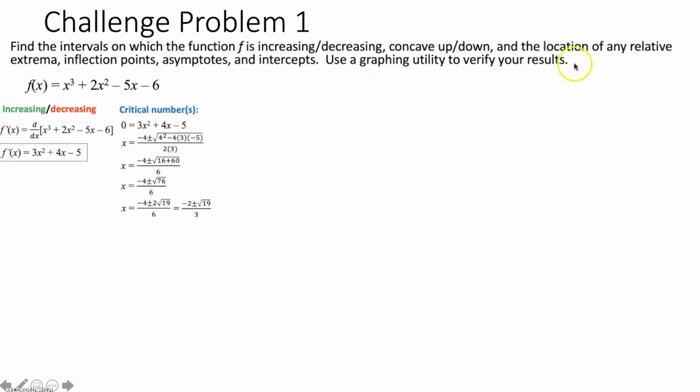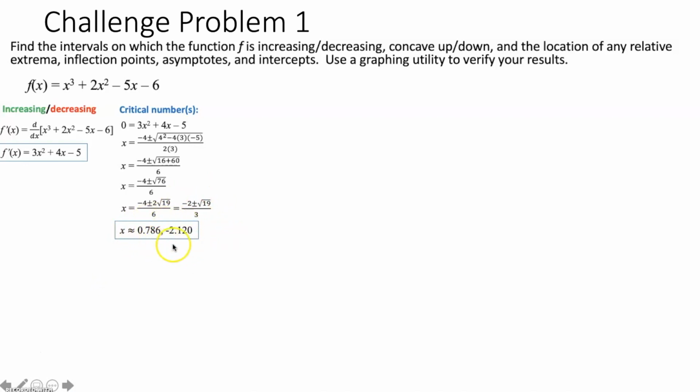Now, to make this a little bit easier when I'm filling out my sign chart and picking test x values, I'm going to plug this into my calculator. Negative 2 plus rad 19 over 3 and negative 2 minus rad 19 over 3. I end up getting approximate x values where this derivative equals 0 at 0.786 and negative 2.120. Now again, these are the exact values, these are the approximate values.